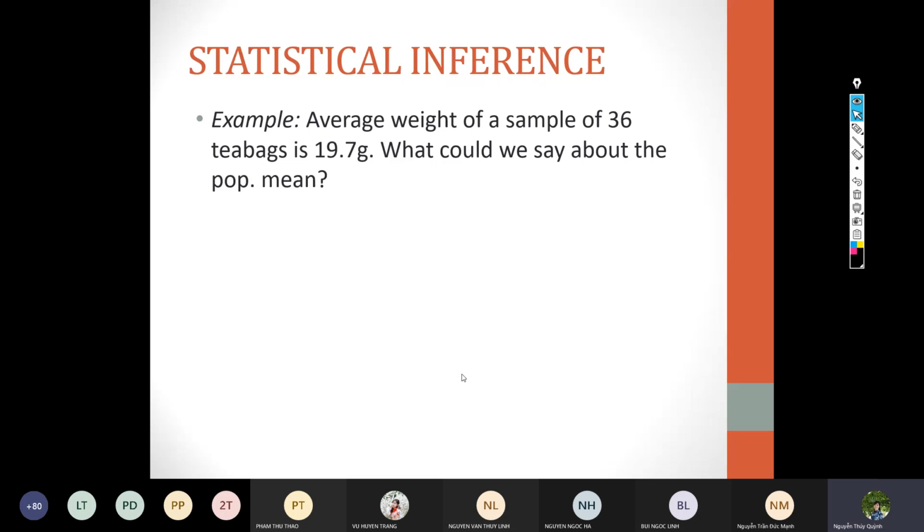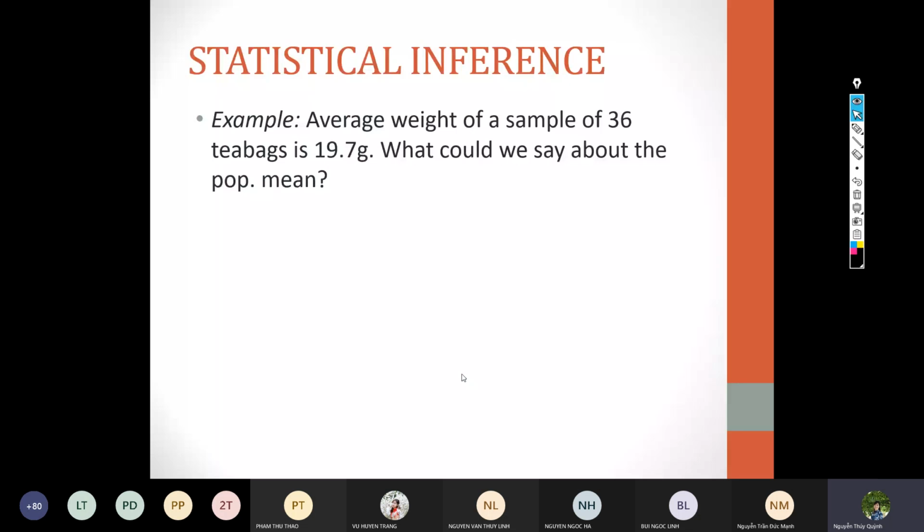The next part will be statistical inference. So what is statistical inference? Do you remember statistical inference? Remember that when we do research about a population, we usually want to know about the population parameters. The population parameters are the characteristics of the whole population of interest.